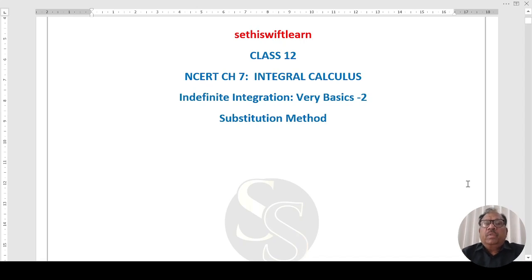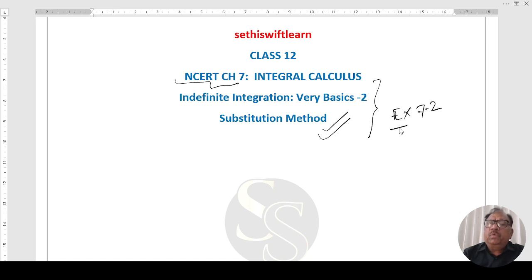Hello students, in today's session of NCERT Chapter 7, Integral Calculus, very basics on substitution method will be cleared through illustrations taken from exercise 7.2 NCERT.